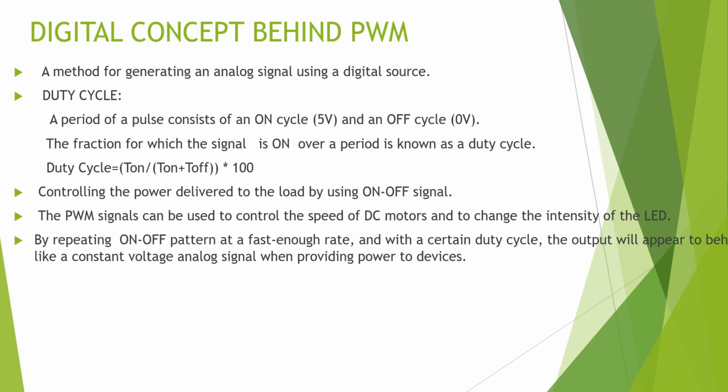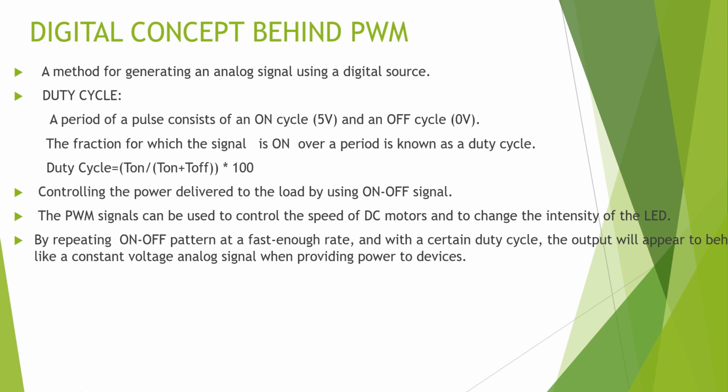Once again, just look at the slide. It is a method for generating an analog signal using a digital source. The concept of duty cycle: a period of a pulse consists of an on cycle, 5 volt, and an off cycle, that is 0 volt. The fraction of the period for which the signal is on is known as the duty cycle. How can you calculate the duty cycle? T on divided by T on plus T off, the whole multiplied by 100. You will get the duty cycle in percentage.